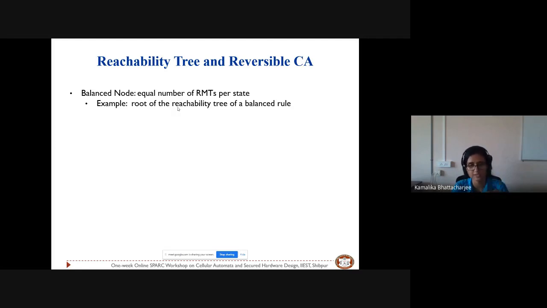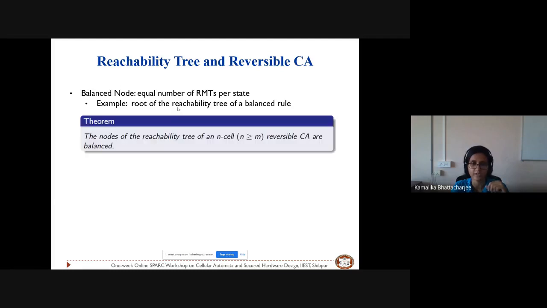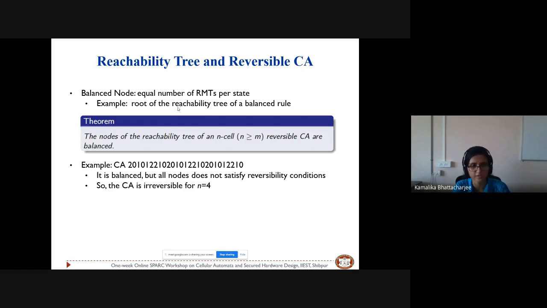But it is not necessary that for the remaining nodes, the nodes will always be balanced. If it is not balanced, we can declare that the CA is not reversible, because the reachability tree for a reversible CA has to be balanced. For example, if we take the previous CA, the rule itself is balanced, but all the nodes don't satisfy this balanced property. So this CA is irreversible.